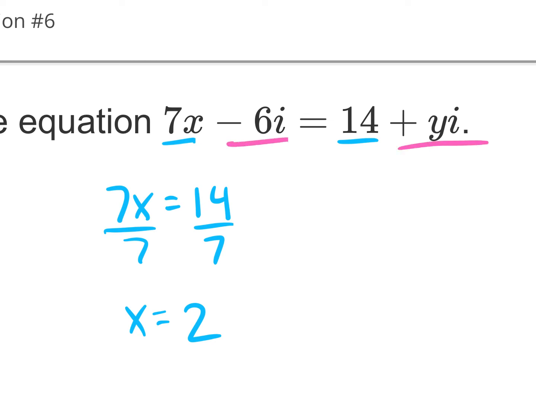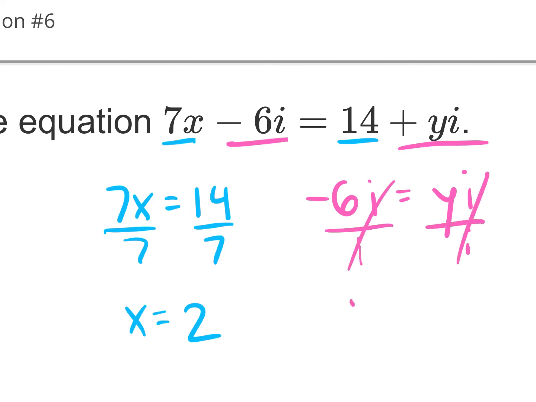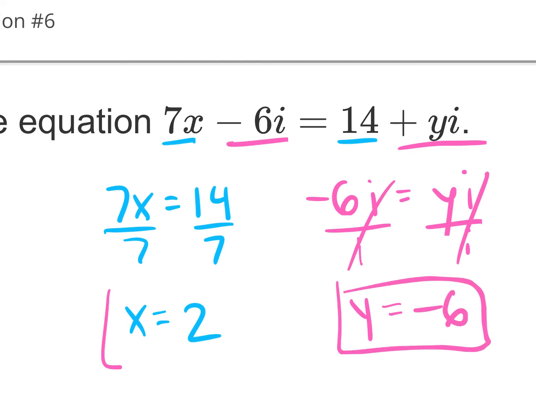And then to find y, what do I need to do? Set the imaginary ones equal to each other. So negative 6i is equal to yi. And then how do I solve for y? Divide by i. So what does y equal? Negative 6. So we just set the real parts equal to each other, then the imaginary parts equal to each other. So we have two little equations here.